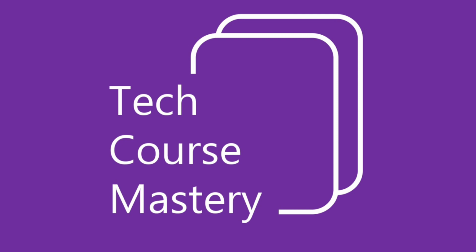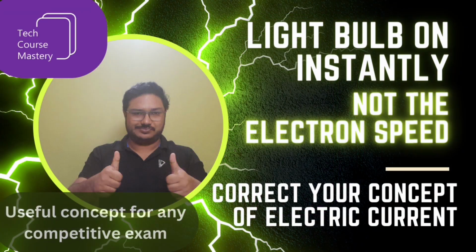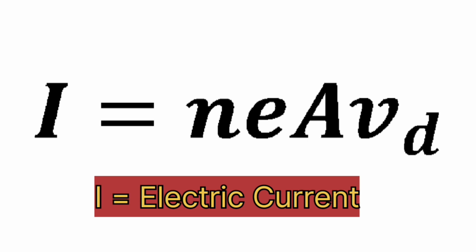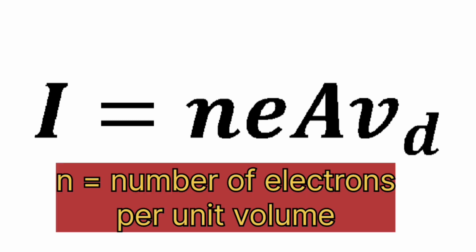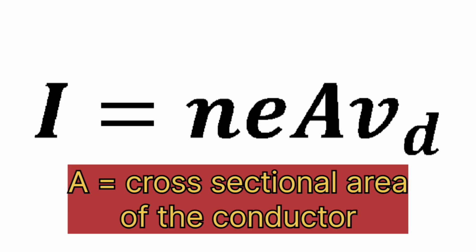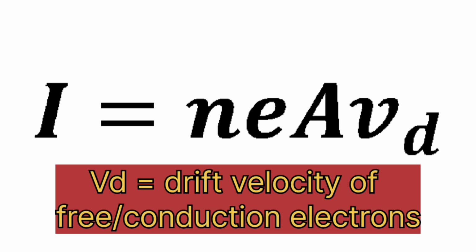Electric current flows due to the flow of free or conduction electrons through an electric circuit. Electric current is conventionally taken as the flow of positive charges, hence opposite to the flow of electrons. It is also depicted in the equation I equals NEAVd, where I is the current in the circuit, N the number of electrons per unit volume, E the charge of one electron, A the cross-sectional area of the conductor, and Vd the drift velocity of electrons, the average velocity with which the electrons move through the conductor.